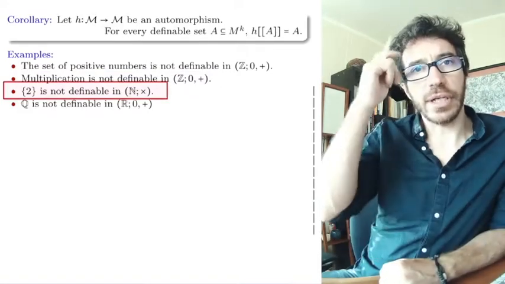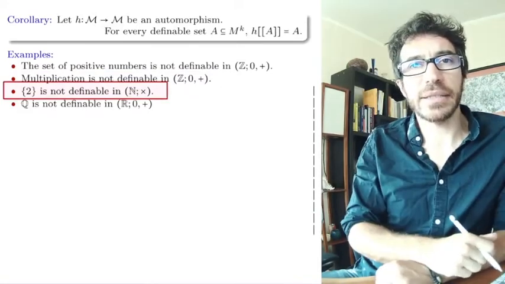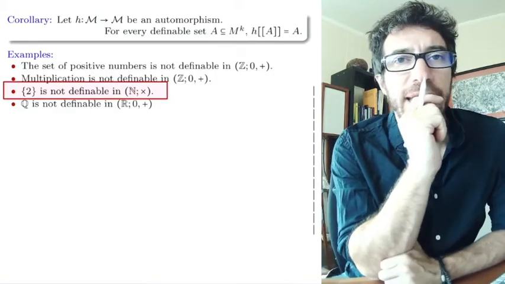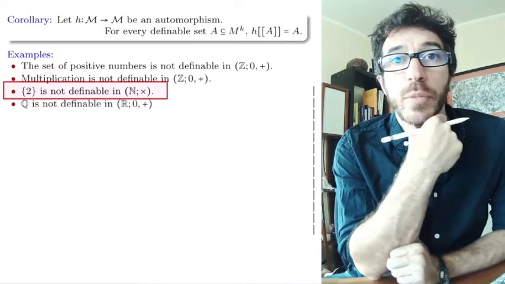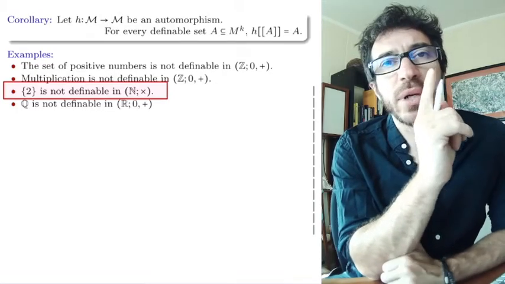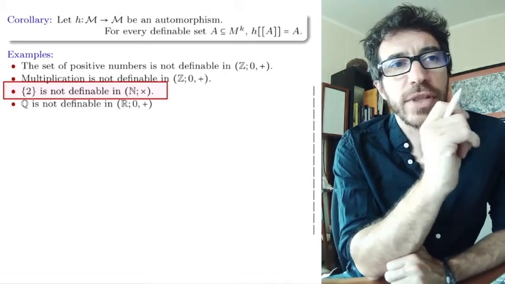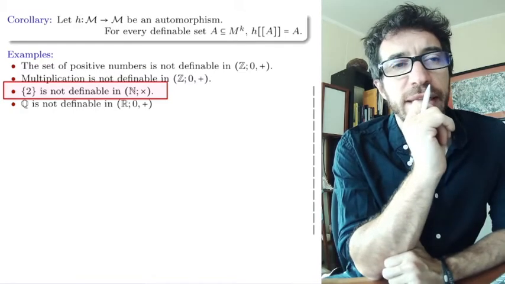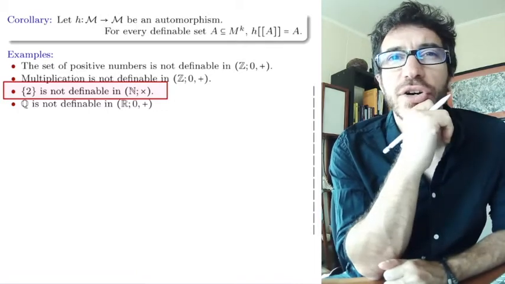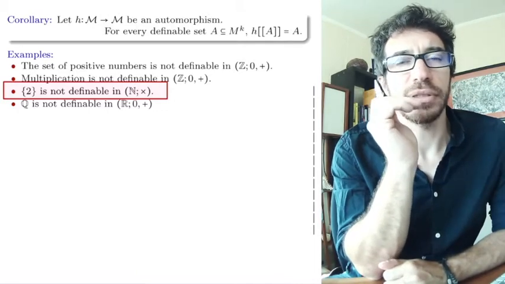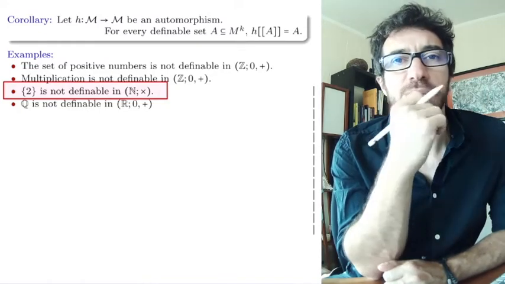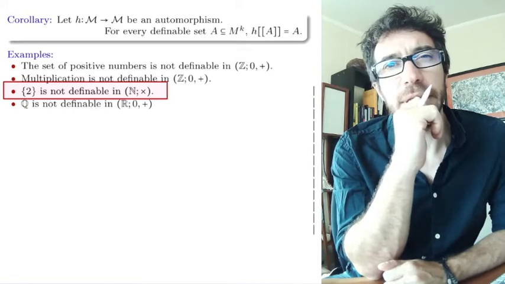So let's look at the next example, which is actually a bit more interesting. This is the one we mentioned in class the other day. The set that contains only one element, the number 2, is not definable in the naturals with multiplication. So we want a formula that is true only of that element. We tried a little bit the other day and we couldn't figure it out, and the reason is that there isn't any. So we need to find an automorphism of the naturals which maps 2 to something else, so it doesn't preserve 2. So what is that going to be?